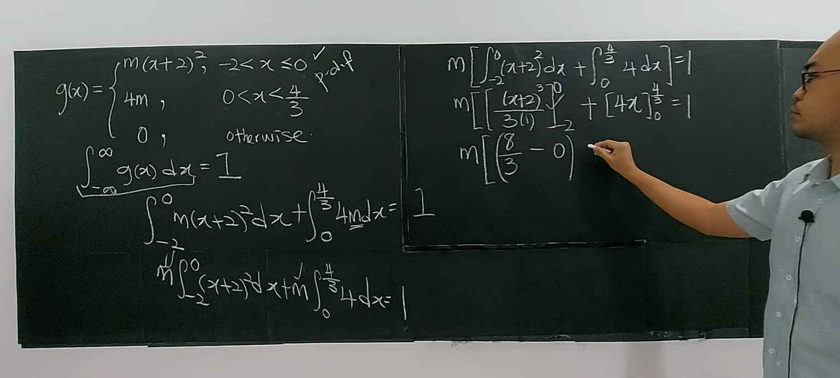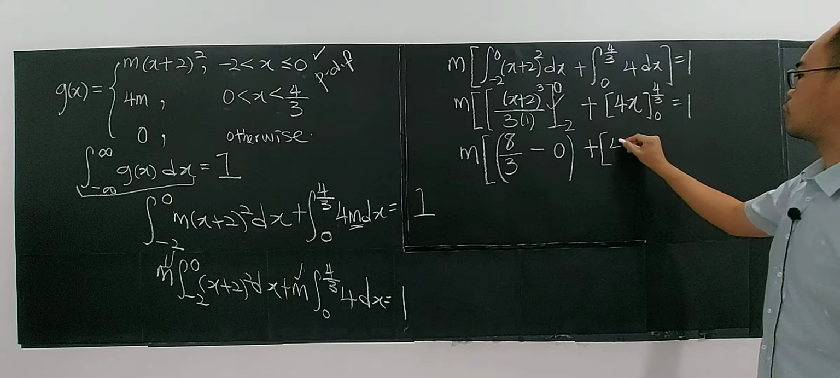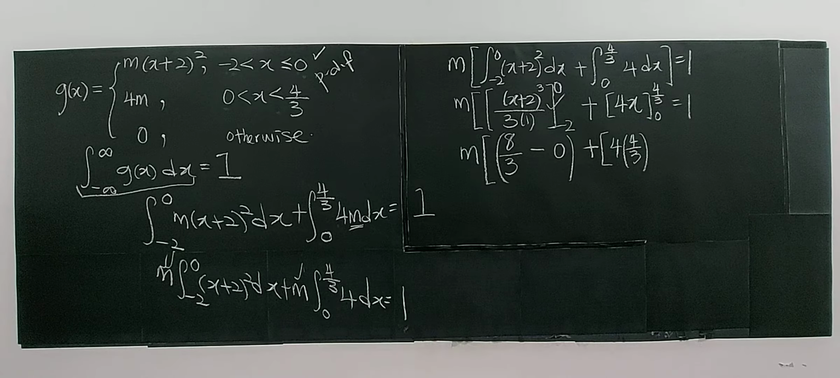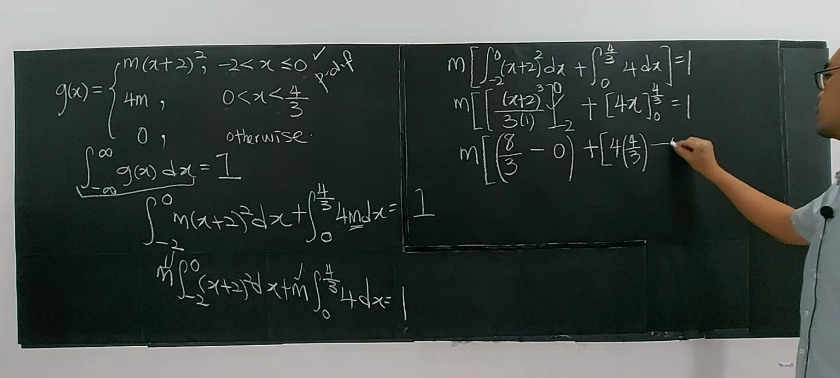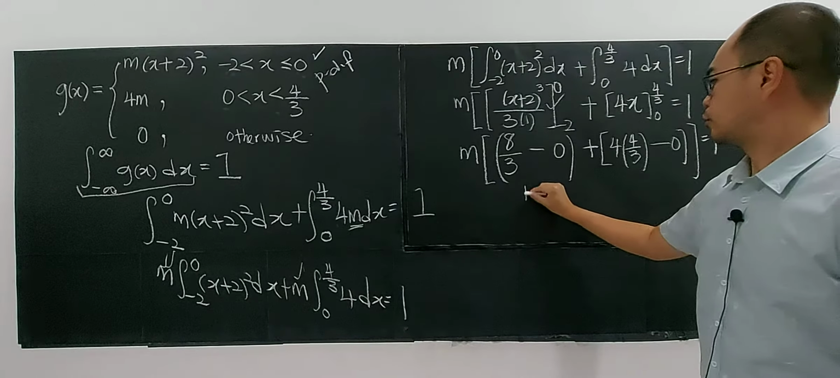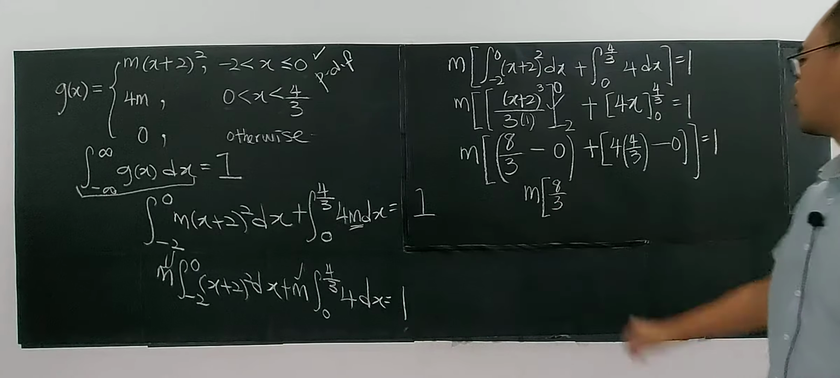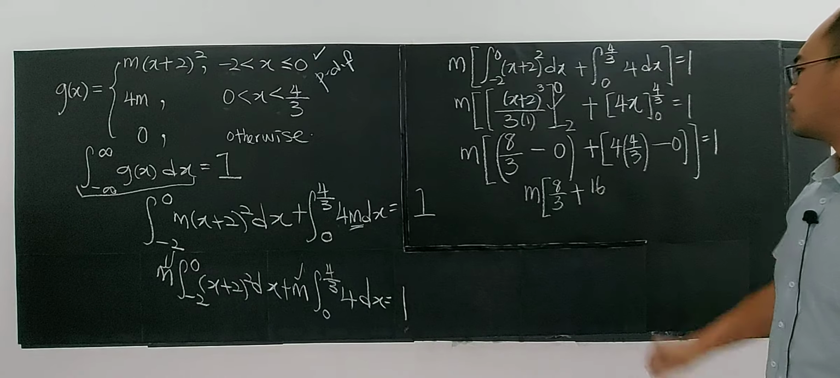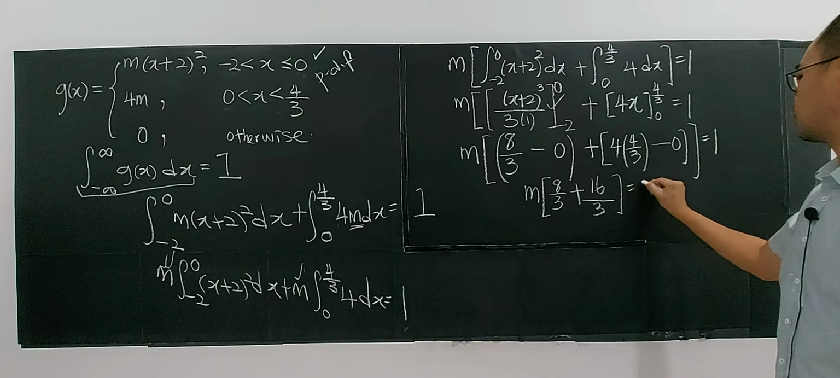Now go for this positive one, substitute the upper limit: 4 times 4/3, minus 4 times 0, equals to 1. Slowly we have m here, and we have 8 over 3, and here we have 16 over 3, 4 times 4 is 16, equals to 1.